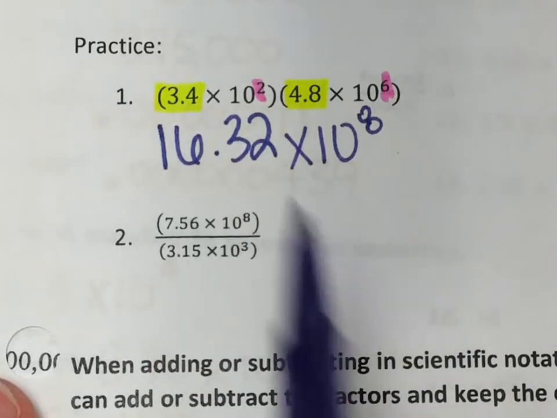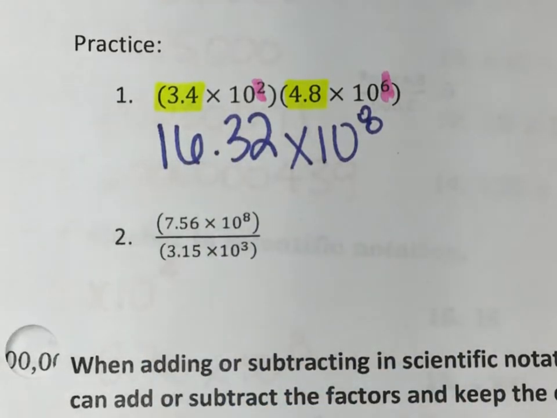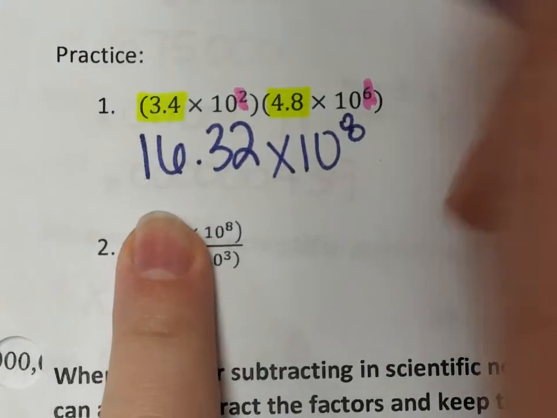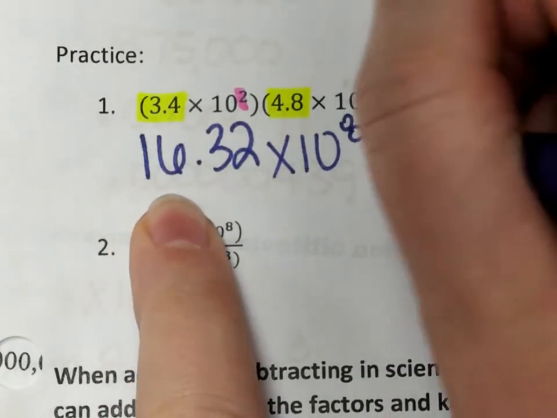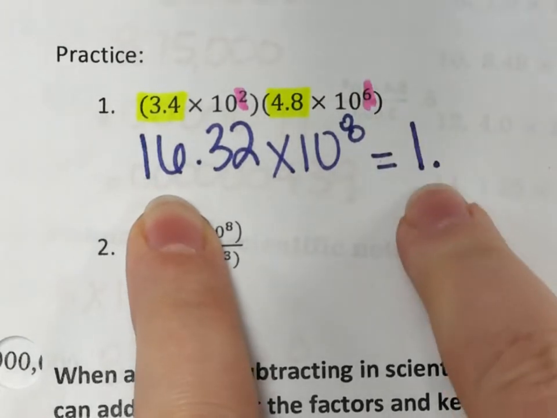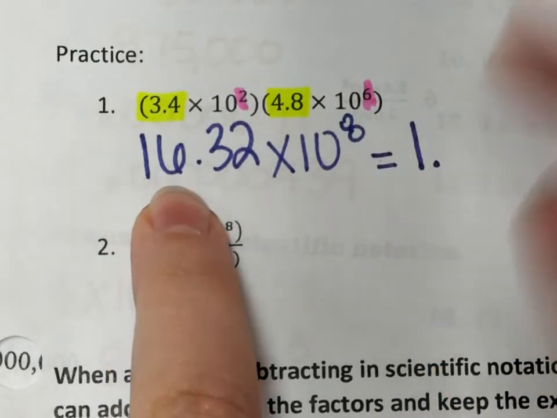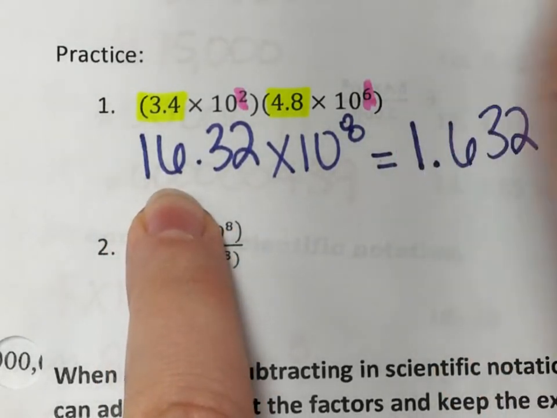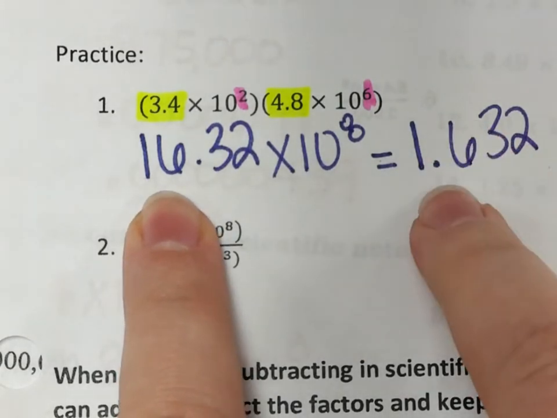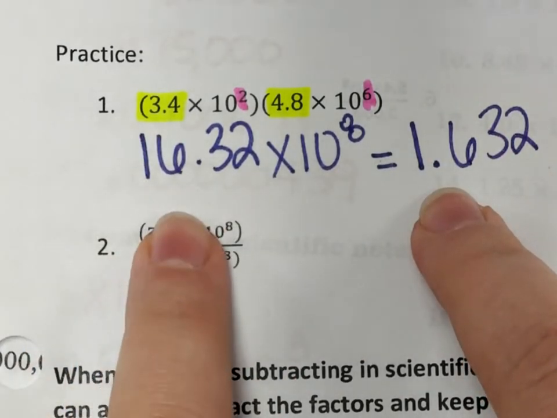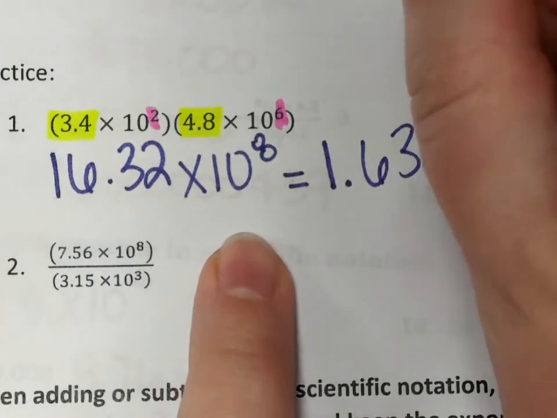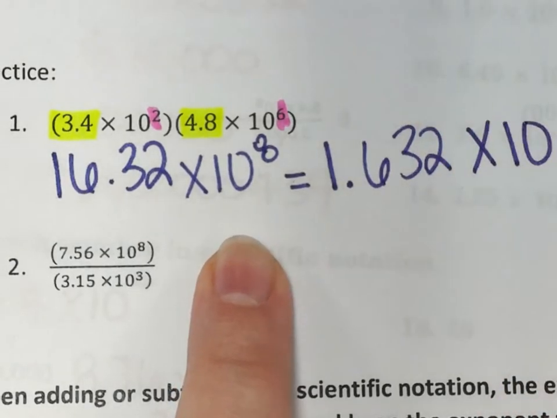Because there are 2 numbers in front of the decimal. There's only supposed to be 1 digit in front of the decimal. So we have to rewrite this, and we want our decimal to be right behind that 1. We want it to be 1.632, because this is scientific notation. This is not. Then we have to do times 10.